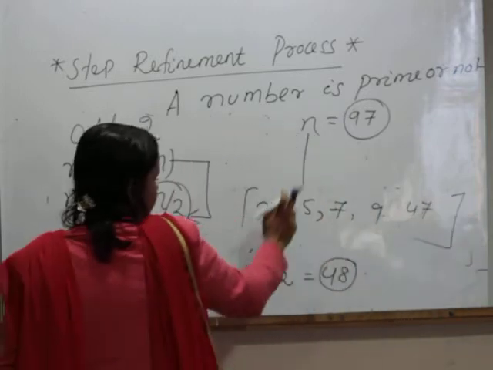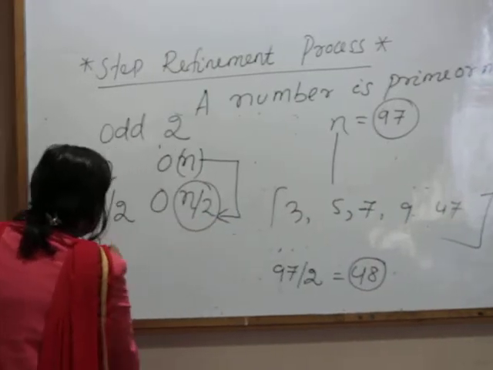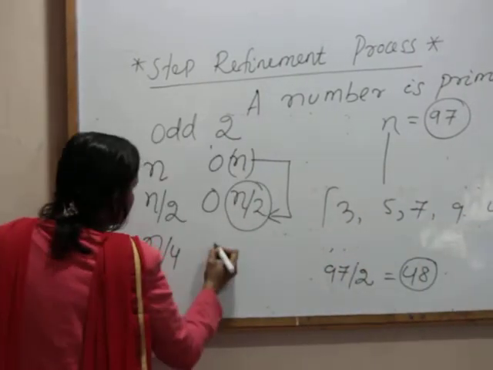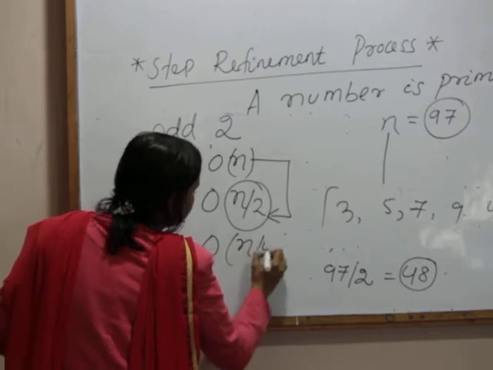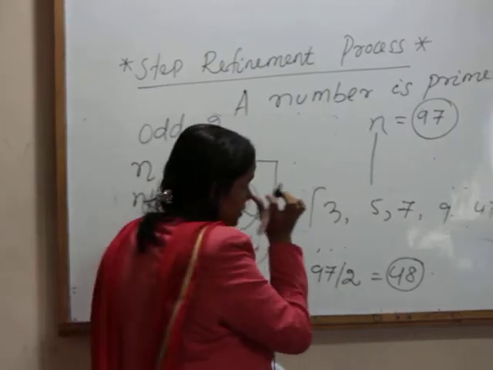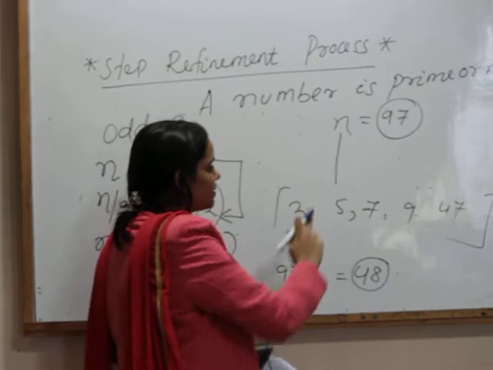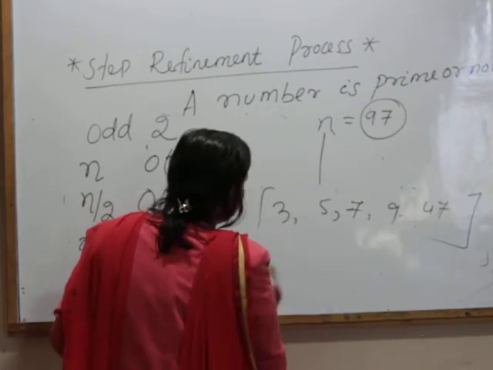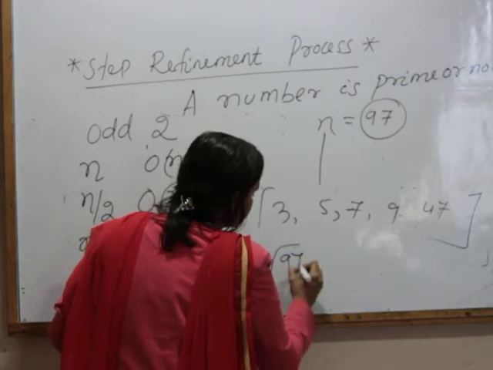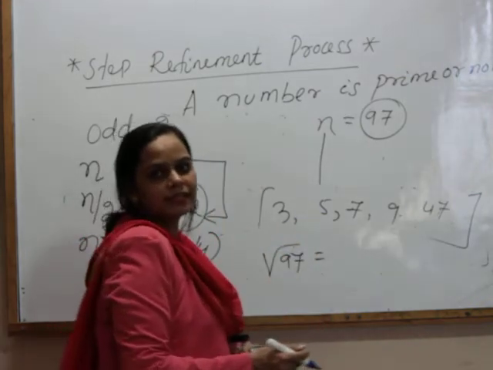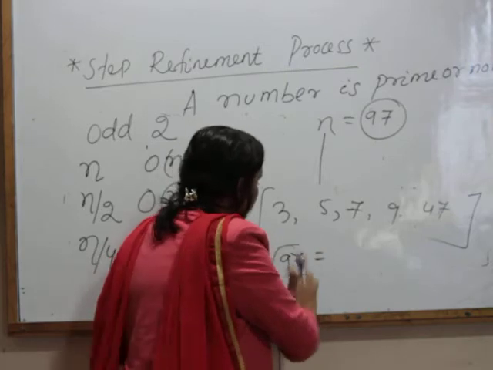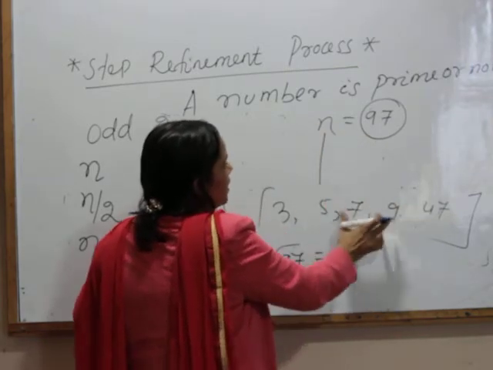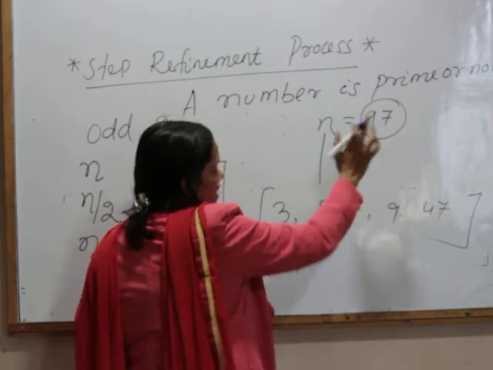Now again, if you are checking this condition, the time complexity will be n by 4, because again you are going for n by 2, order of n by 4. So this is the refinement we have done. Next step, whenever we are saying 47, just think about the root of 97. Whatever you are getting, that will be the maximum divisible number possible for 97.